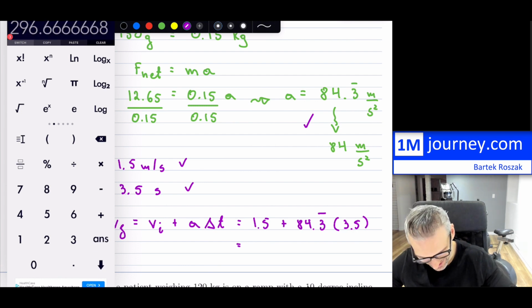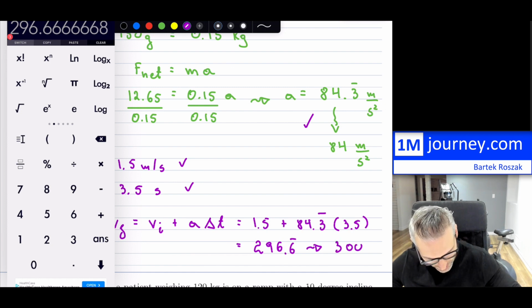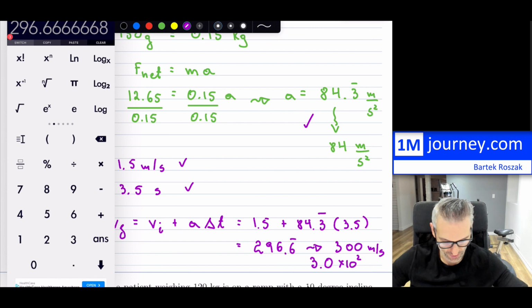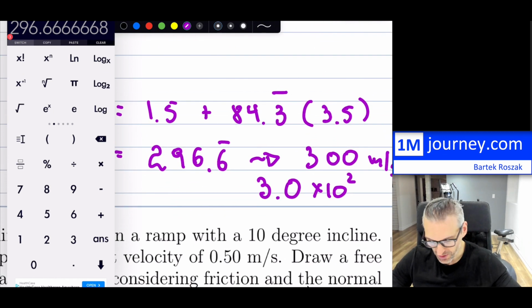So if you look at the, okay, 296.6, etc. Again, if you round this off to two significant figures, this is going to be 300 meters per second. If you want to write it correctly to 3 sigs, you can put it in scientific notation, like so. All right, so that's pretty neat.